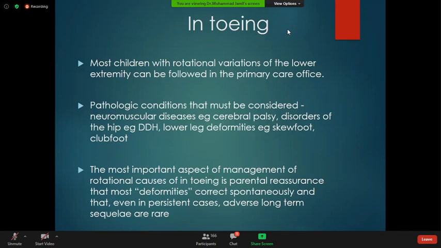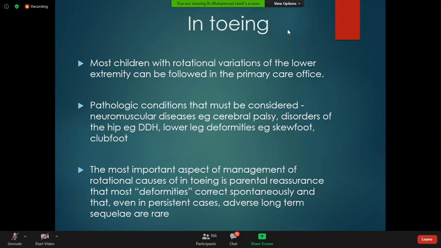Pathological conditions that must be considered. For example, as I told already, the metatarsus adductus will resolve around 2 years of age. The internal tibial torsion will resolve around 5 years of age, and the femoral anteversion will resolve around 11 years of age. But if these things remain persistent beyond their correction age, it means there should be certain other problems. So we have to exclude these problems. Then we have to observe the patient up to the particular age, and side by side we will also search for the other problems.